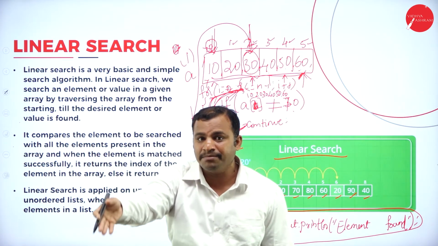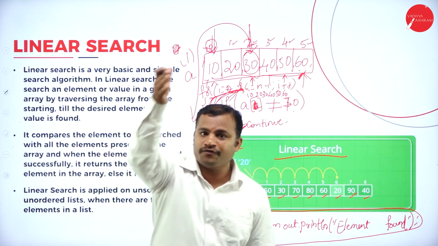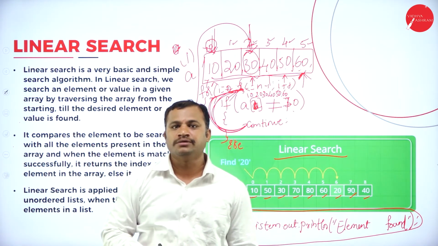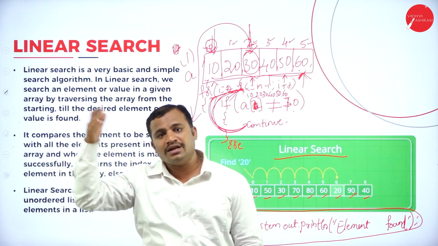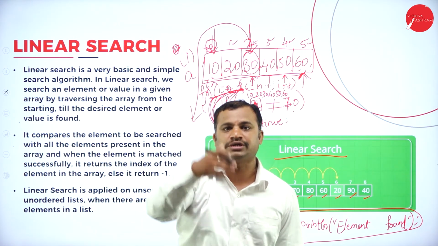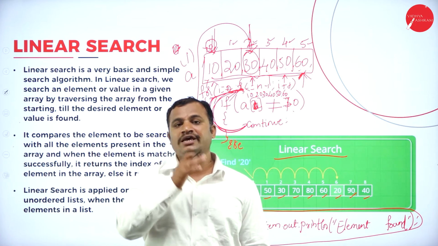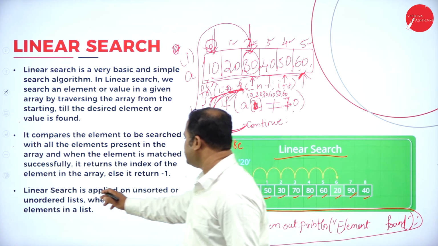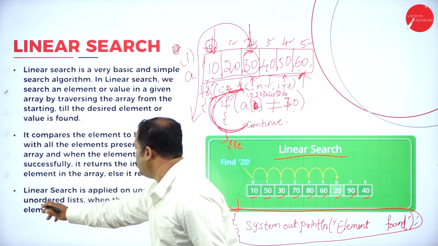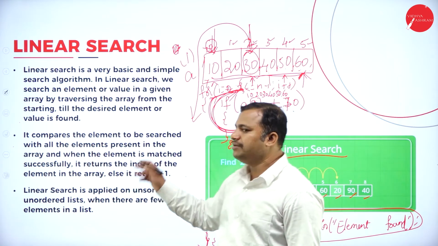If it is present in the middle of the array, it returns the middle of the array as the index of that location. If it is present at the last location of an array, then the last location is returned to the user. That is the case with linear search. Next, linear search is applied on unsorted, unordered lists when there are fewer elements in a list.